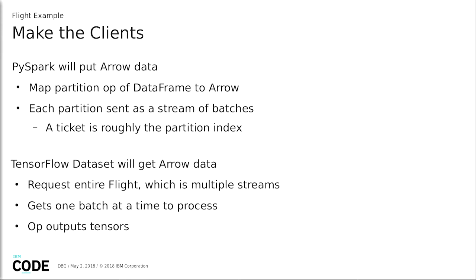Now for TensorFlow, we're going to use the Arrow stream dataset as we talked about. But we need to write a little adapter that will enable us to get the flight info from the service and pass through each stream that it receives back into the TensorFlow dataset. So it's going to end up requesting the whole flight, and it gets one batch at a time that it processes. And the dataset operation is going to output tensors.